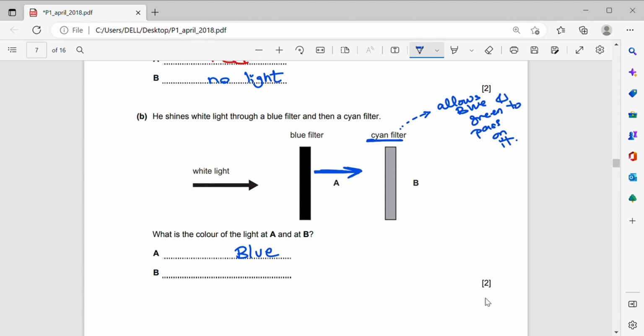So here we have blue. The cyan filter, what does it do? It will allow the blue. So at B, we will have blue colored light as well.